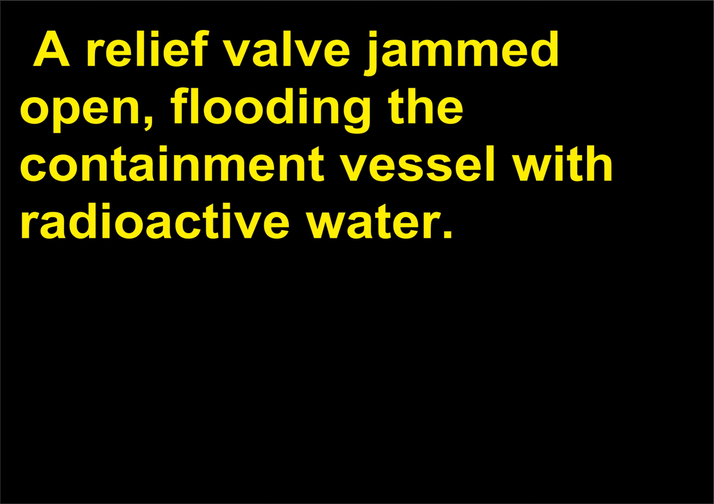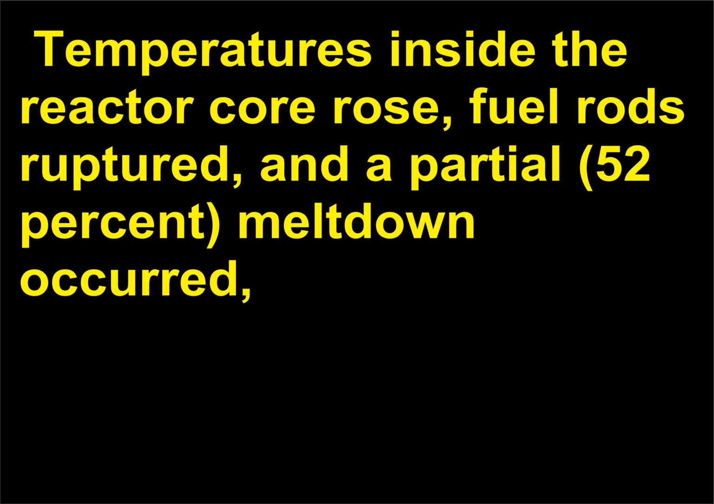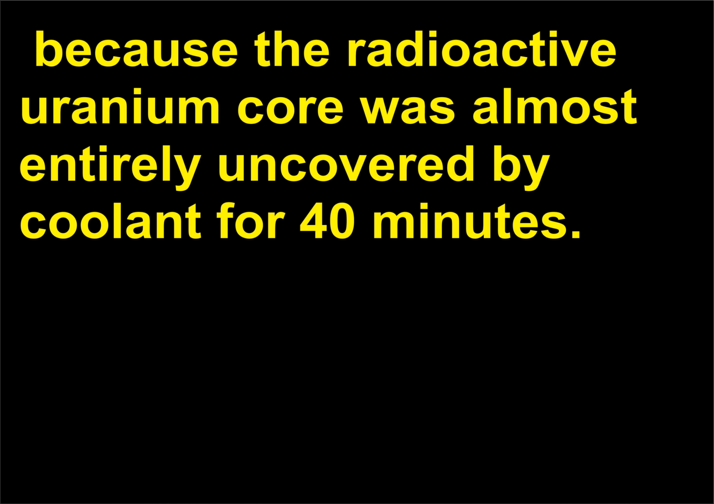A relief valve jammed open, flooding the containment vessel with radioactive water. A backup system for pumping water was down for maintenance. Temperatures inside the reactor core rose, fuel rods ruptured, and a partial, 52%, meltdown occurred, because the radioactive uranium core was almost entirely uncovered by coolant for 40 minutes.